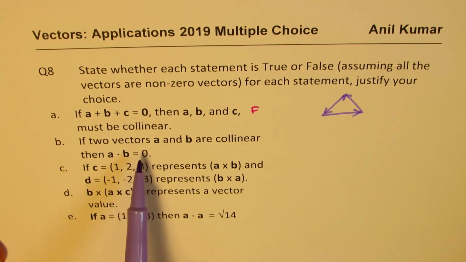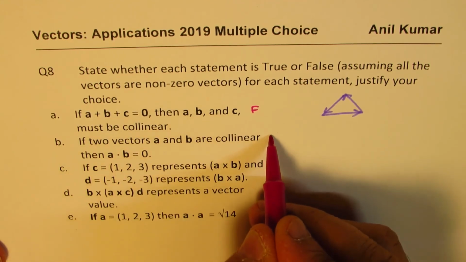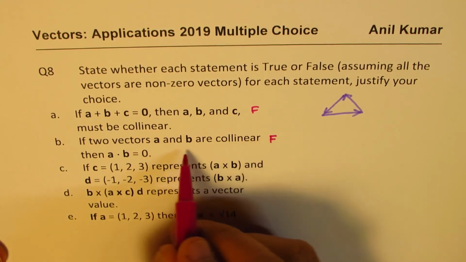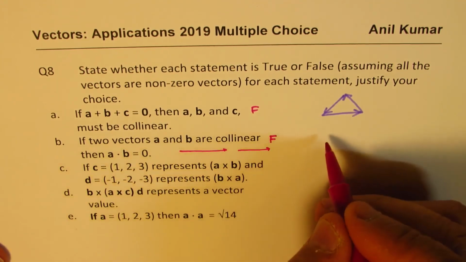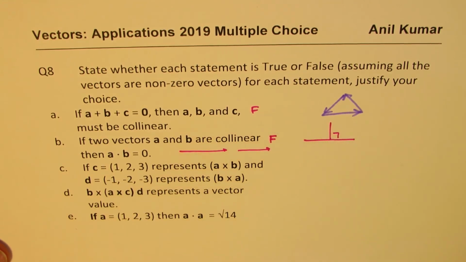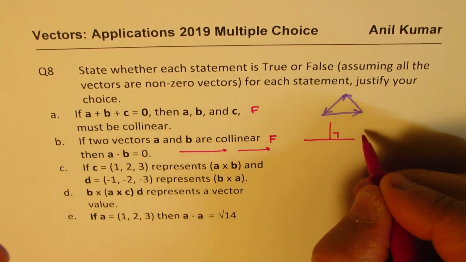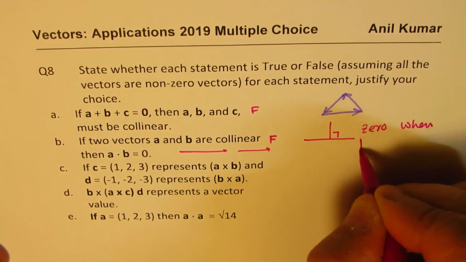B, if two vectors A and B are collinear, then the dot product is 0. Well, this is also false. If they are collinear, meaning they are in the same direction, then it's not 0. It is 0 when they are perpendicular, right? Because cos theta is 0 for this. So it is 0 for 90 degrees. 0 when perpendicular.